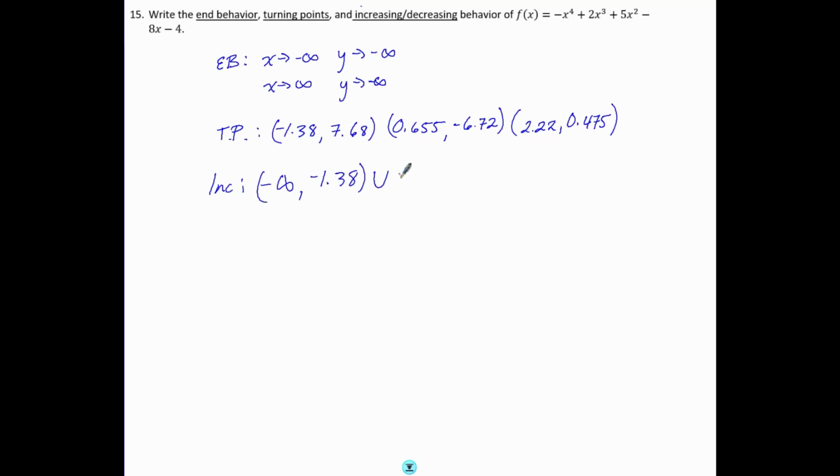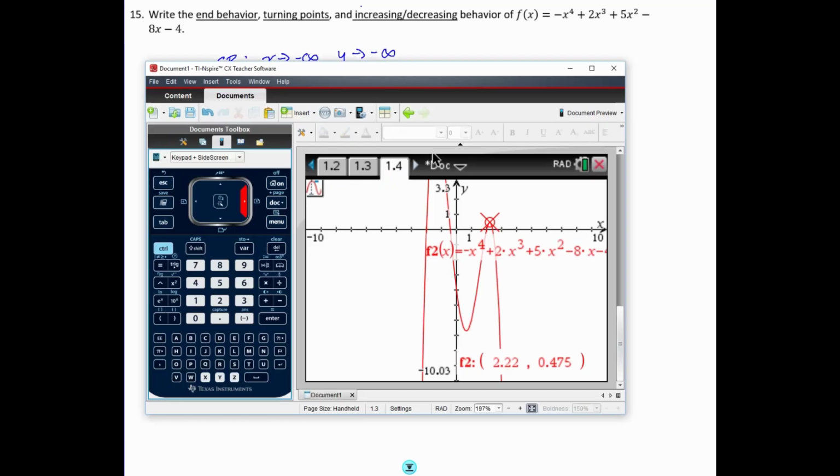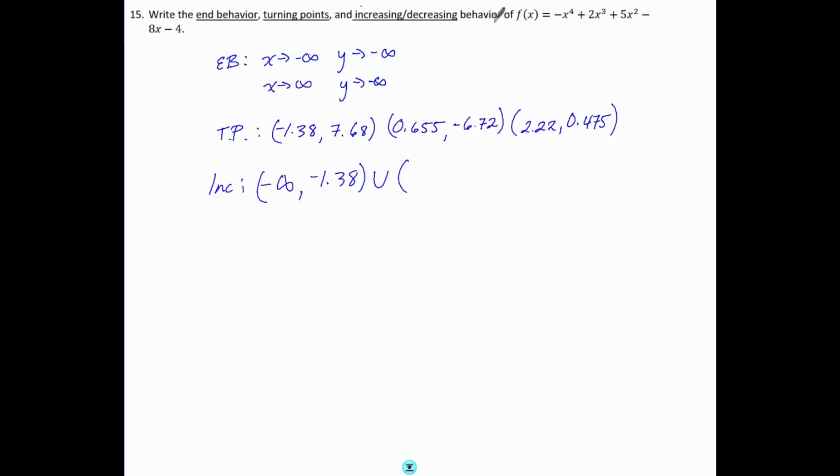Well, there are other parts where the function is increasing. So from here to there in that middle part. And again, we only want the x values of the two turning points. So 0.655 and 2.22 on those intervals only.